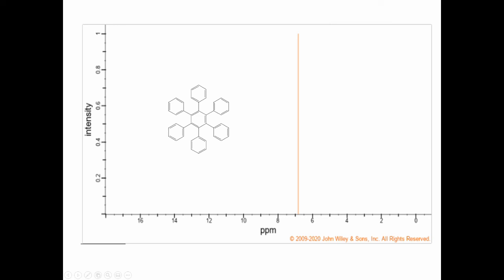If you compare it to something such as simple benzene, the peaks would look very similar. However, the major difference is that for hexaphenylbenzene, we are expecting 6 times the signal and the intensity, just because of the sheer amount of hydrogens on the molecule.